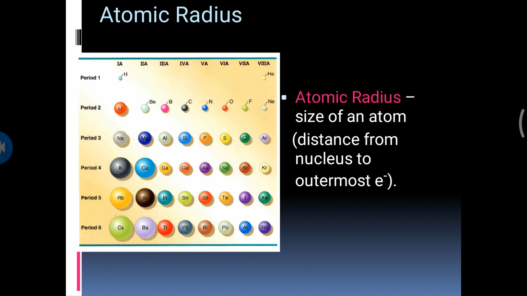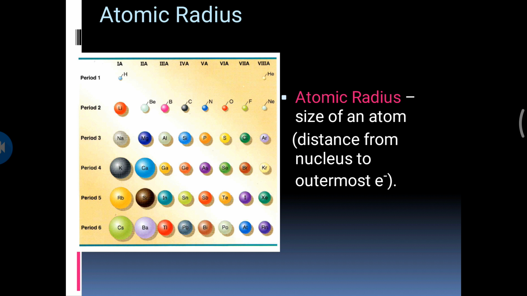In the periodic table, in group 1A, hydrogen, lithium, sodium, potassium, rubidium and cesium, from top to bottom, lithium to cesium, the atomic size increases. The atomic radius is the distance between the nucleus and the outermost electron. So lithium's atomic radius is smaller than sodium, and sodium is smaller than potassium.